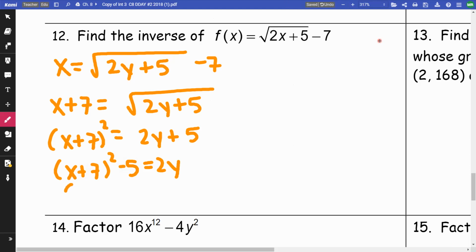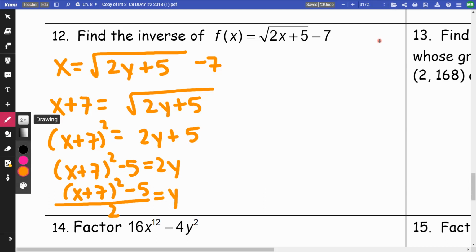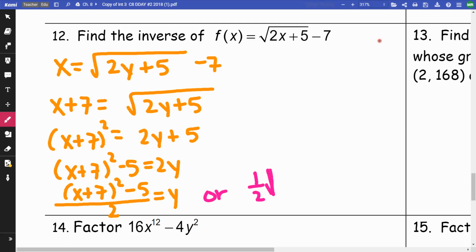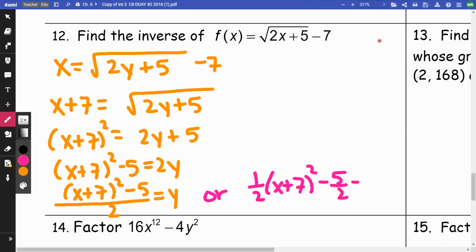So I'm going to get x plus 7 squared minus 5 all over 2 is equal to y. I can write it 2 ways. Or I can have it as a 1/2 times x plus 7 squared minus 5/2 equals y. Both of these are the same.